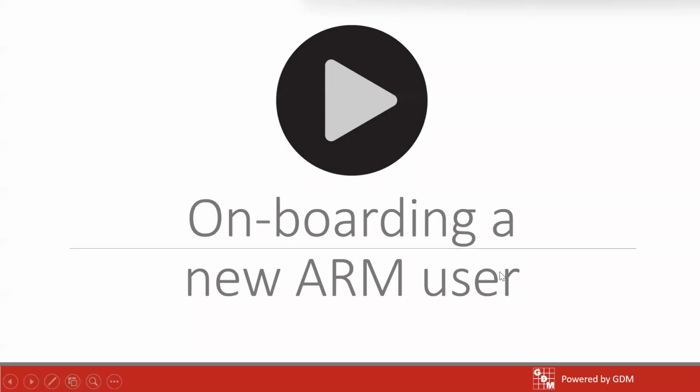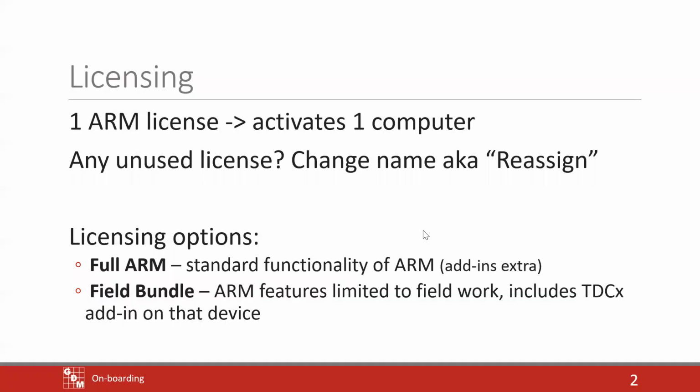So to get started here, as I said, we'll go through the sequence of events for getting a new employee set up. Here we're starting at the beginning of the year. Even if you're just switching over to a different computer, a couple of these things throughout here might apply as well. But primarily, we've got somebody new. And the first question is how are we going to license them? How are they going to get ARM linked to them?